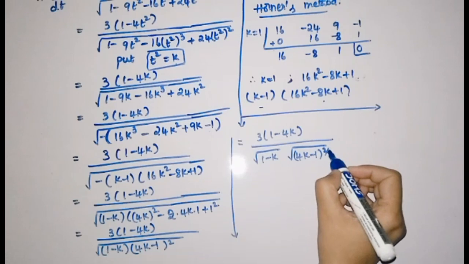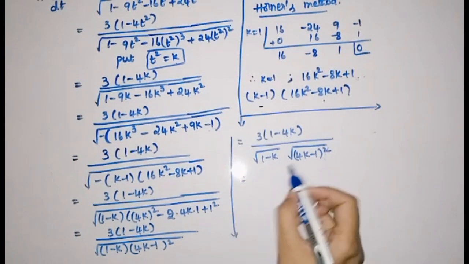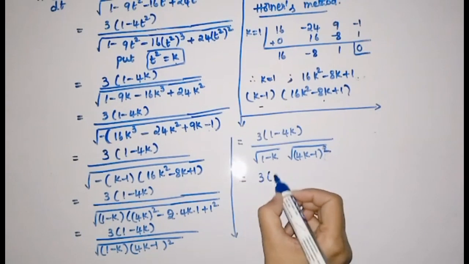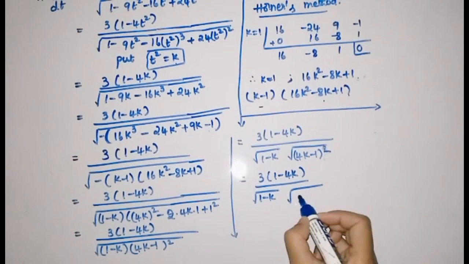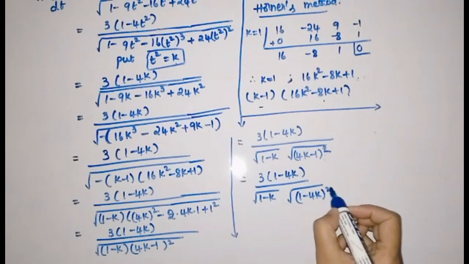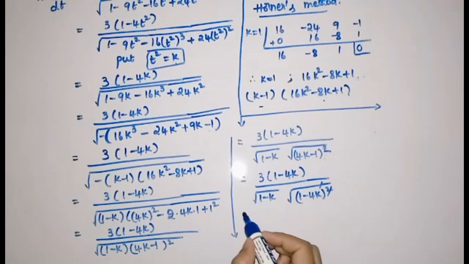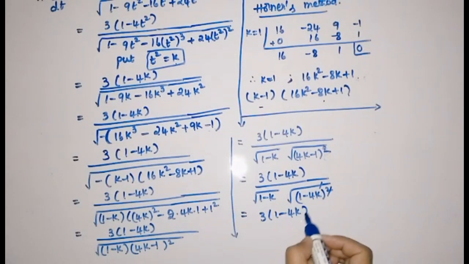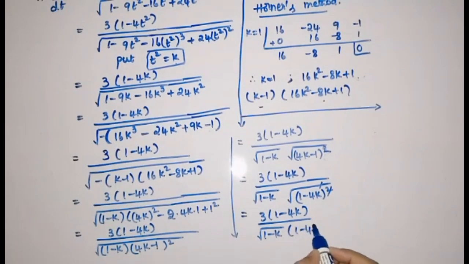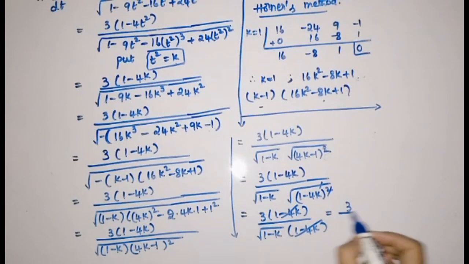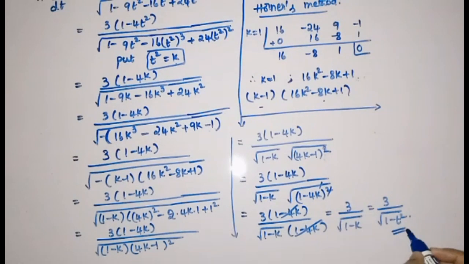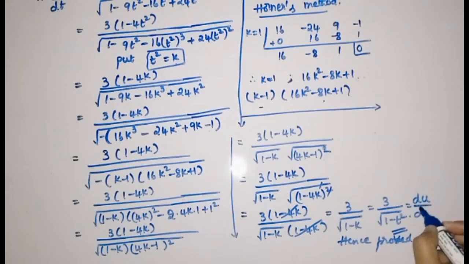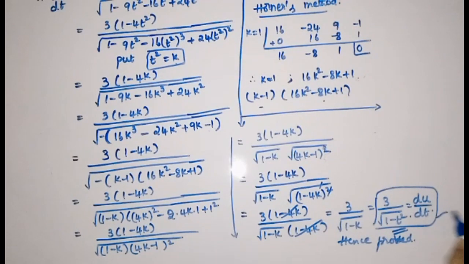Square root gets cancelled here. So 3 into 1 minus 4k by square root of 1 minus k into, taking minus common before cancelling, we get 1 minus 4k whole square, square root cancel. Then 3 into 1 minus 4k by square root of 1 minus k into square root of 1 minus 4k, 1 minus 4k gets cancelled, we get 3 by root 1 minus k. So 3 by root 1 minus t square, since k is equal to t square. Hence proved. Like this we have to prove this problem, that is du by dt, total differential coefficient. Thanks for watching.